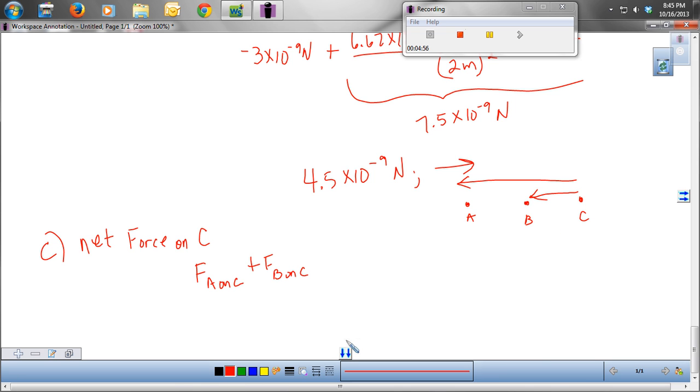So when I did that, I got the force of A on C, which I did in a previous problem, was 1.04 times 10 to the minus 9 newtons. And then the force of B on C we just found a minute ago to be 7.5 times 10 to the minus 9 newtons. They're in the same direction. Both of them are in the negative direction. So when I added those, I got 8.54 times 10 to the minus 9 newtons. And then the direction is to the left.